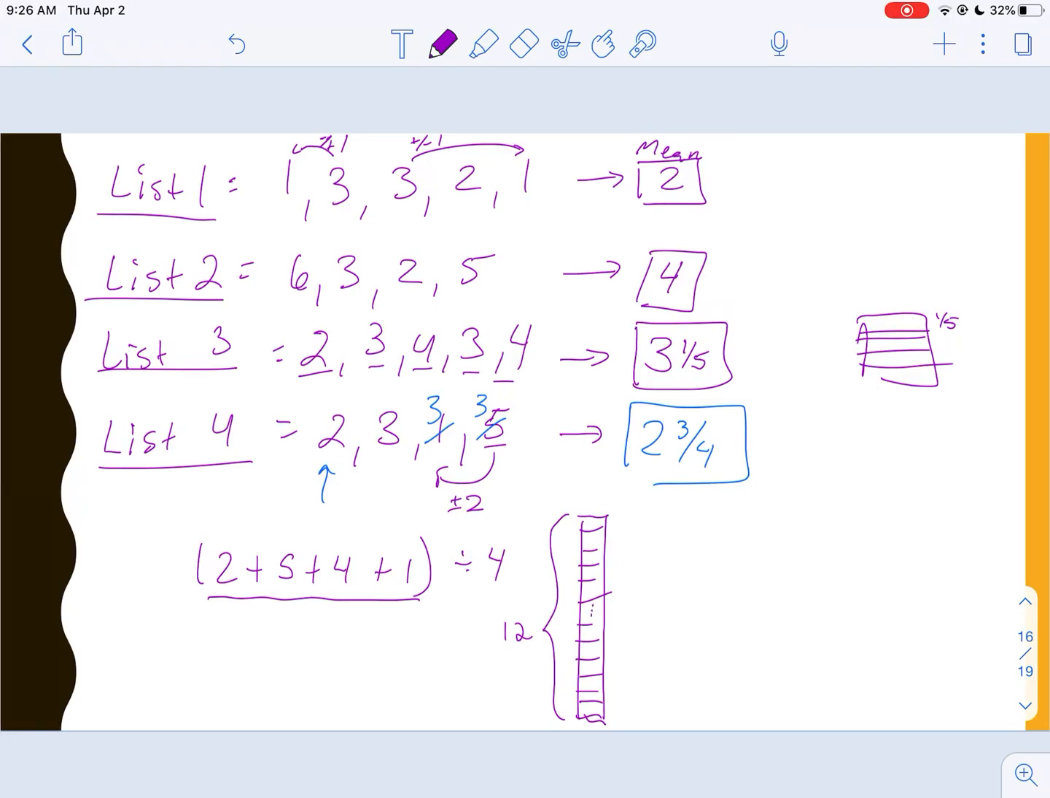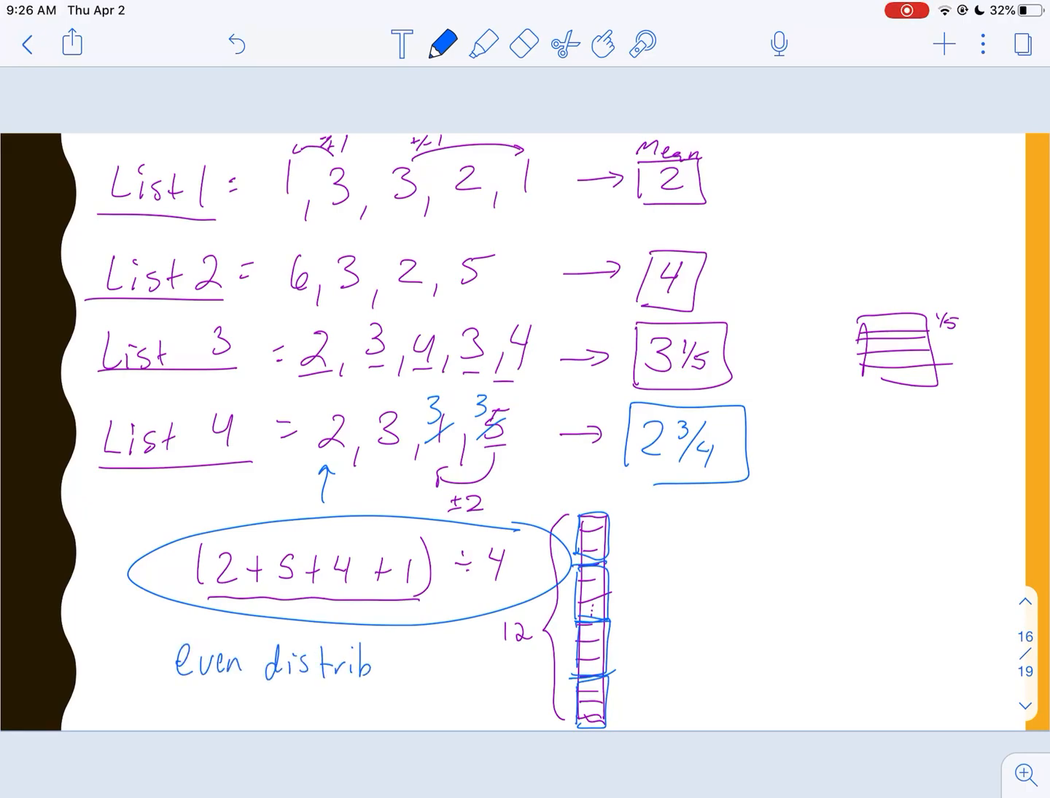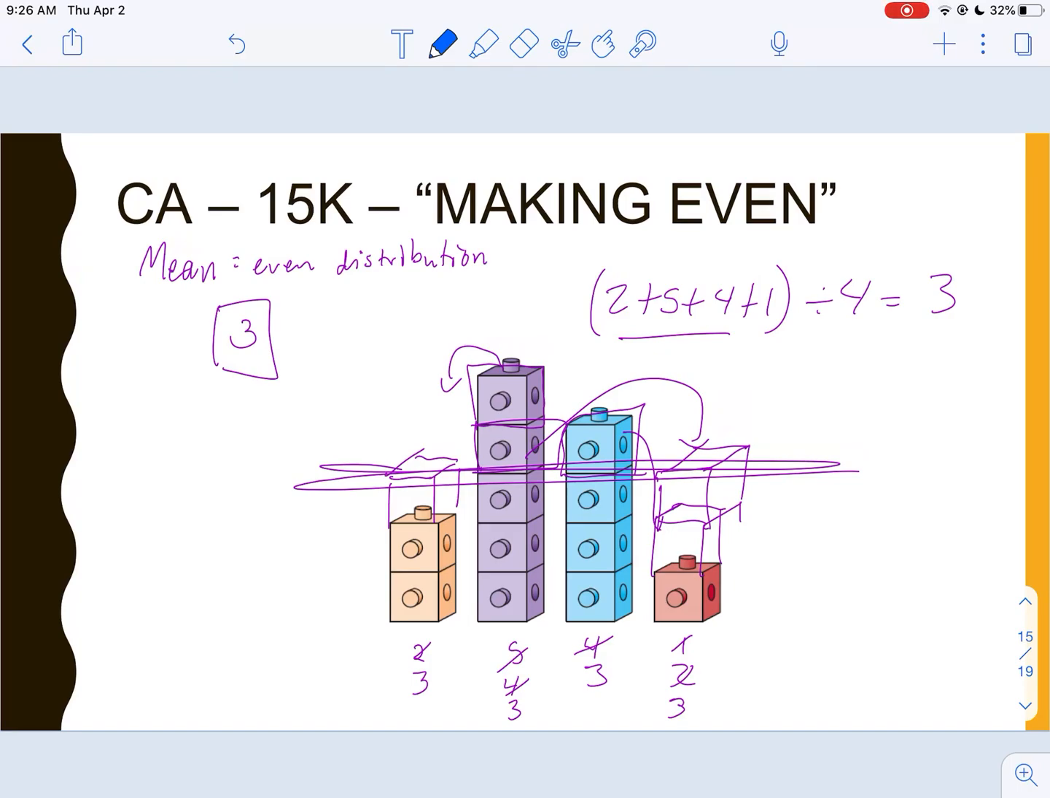Then dividing by 4 is really just chopping this into fourths and making 4 towers that are all the same size. And so this process is a way of evenly distributing the blocks or the money or whatever it is that we're averaging out. And so this is another important way for students to understand the mean, other than just add up all the numbers and divide by the number of numbers. This idea of even distribution is important.